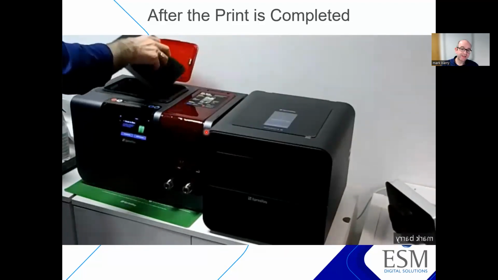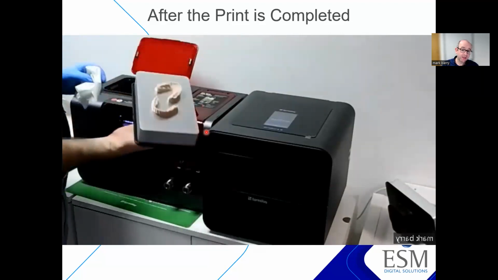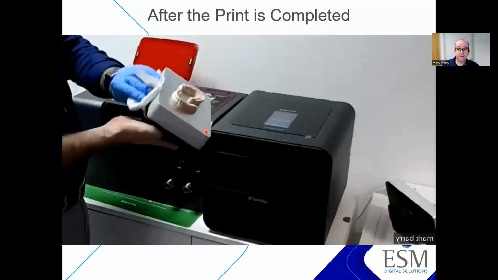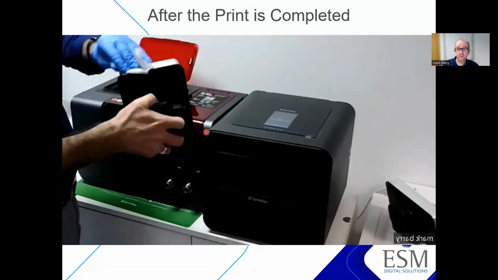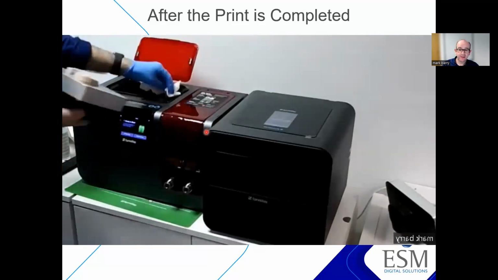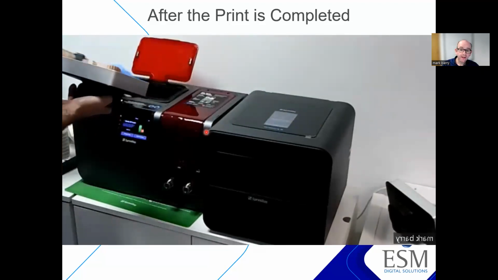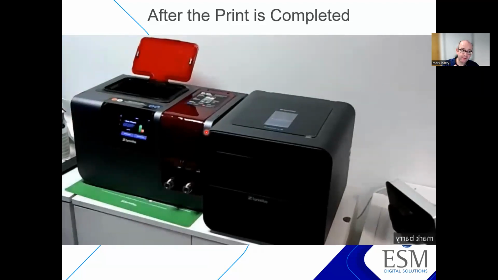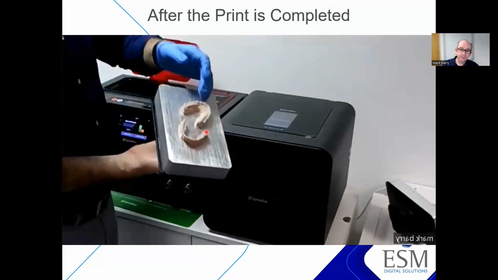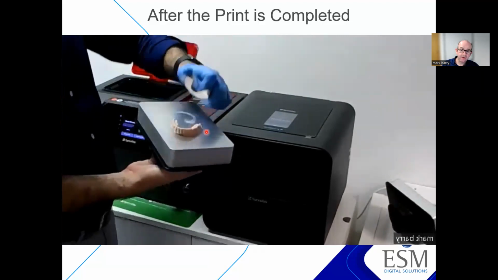So the washing cycle happens. It's about 13 minutes for that wash cycle. And you can see all the IPA is cleaning away. Just wiping off any residual IPA that might be there. Again, printing isn't messy. People are messy. So we can wipe them away, and I'm just going to pop the two parts off.